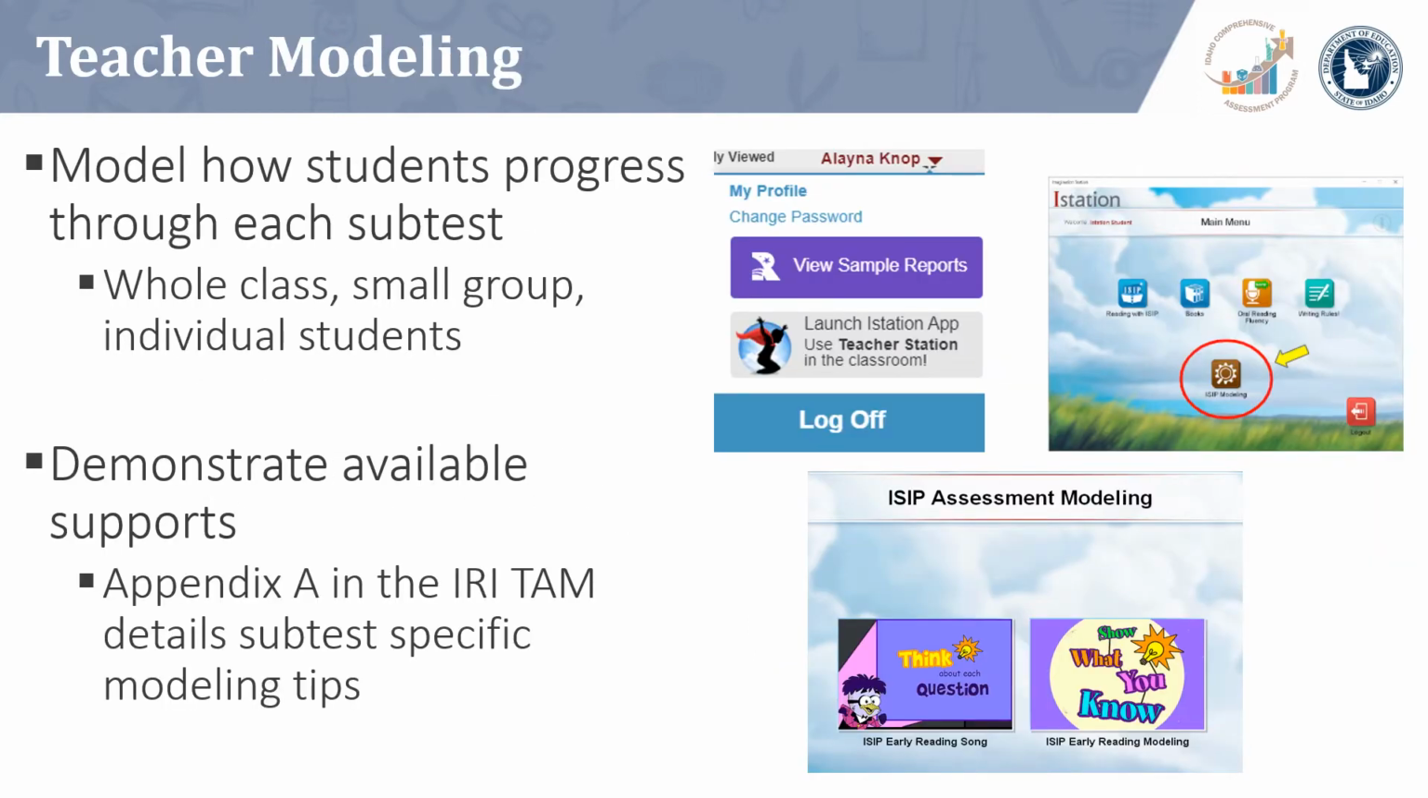Teachers can log into the application directly using their username and password, or access the modeling application directly from the reporting website. To launch directly from the reporting site, click the red drop-down arrow near the right top corner of the screen next to the username. Then click on Launch Teacher Station. This action will open the same screen present when logging directly into the application. From there, click on the ISIP modeling icon.